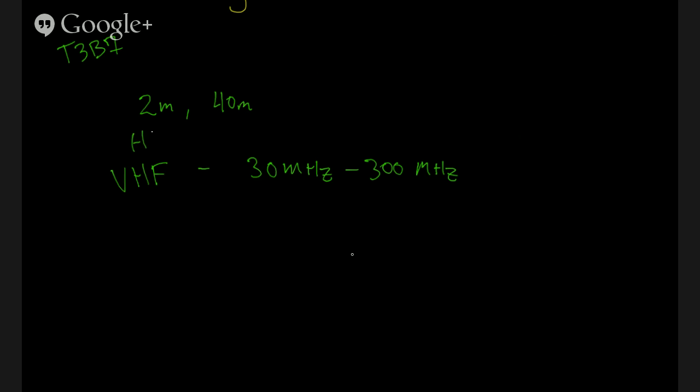Below that is HF, from 3 megahertz to 30 megahertz. And UHF above that. These are all related by 3.